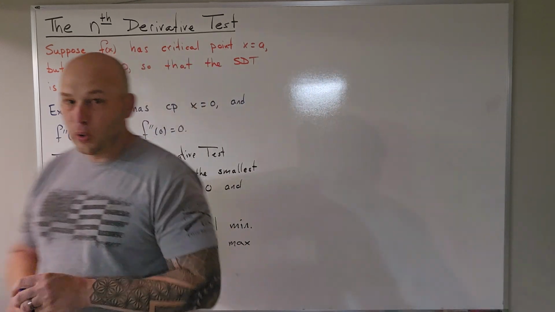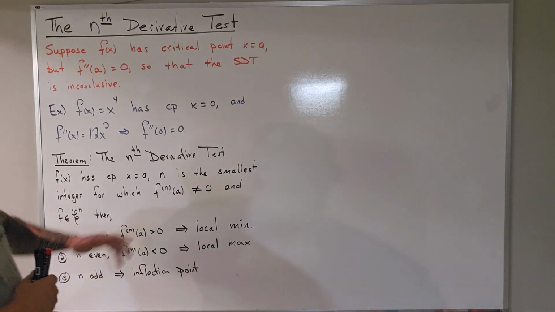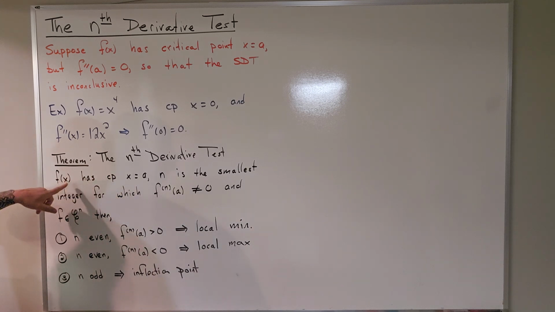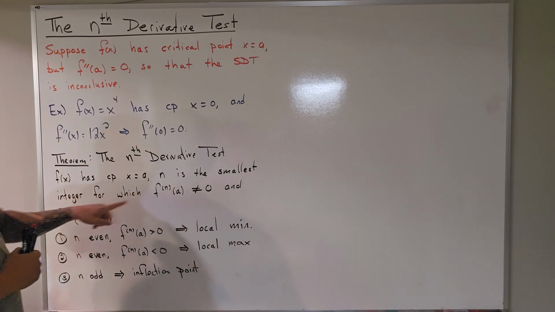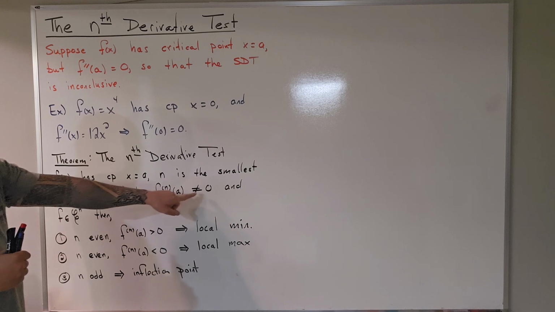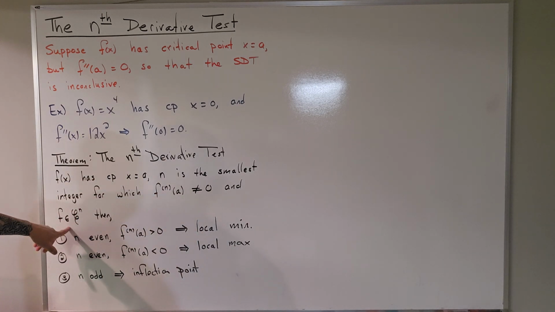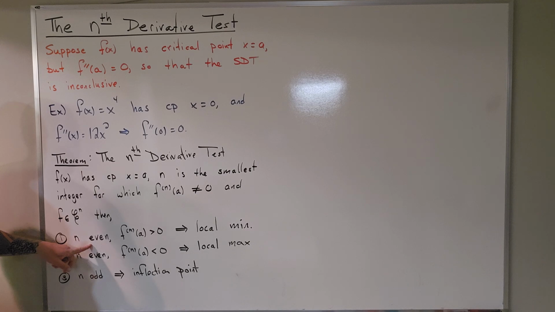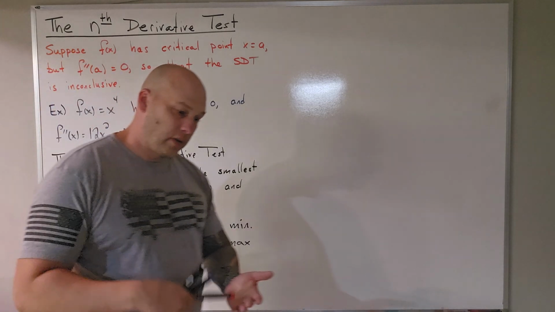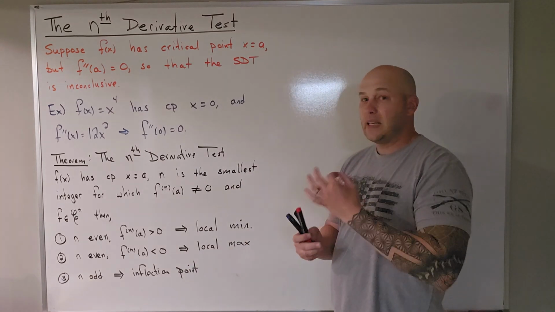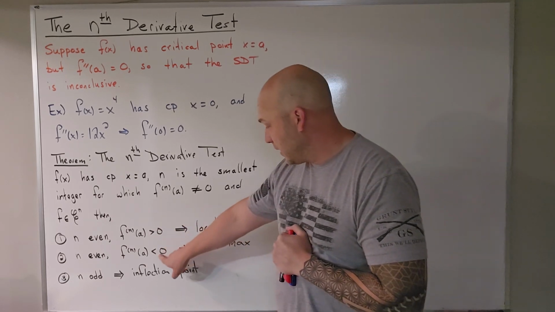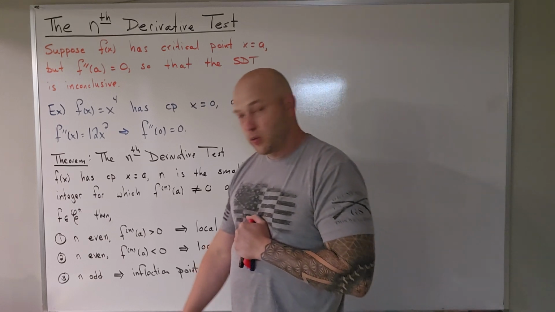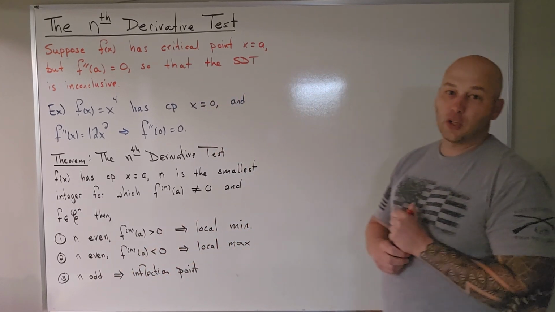Well, let's see what we can do to expand upon that. The nth derivative test says the following. Suppose f of x has a critical point x equal to a, and n is the smallest integer for which the nth derivative evaluated at a is non-zero, and f is at least nth order differentiable. Then what can we say? If n is even, like the second derivative, the fourth derivative, the sixth derivative, whatever the case may be, it's an even order derivative. If it's positive, then it's a local minimum. If it's negative, then it's a local maximum. If the order of the derivative is odd, then we have an inflection point.